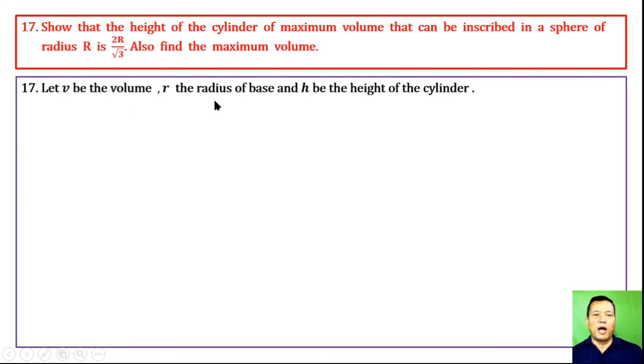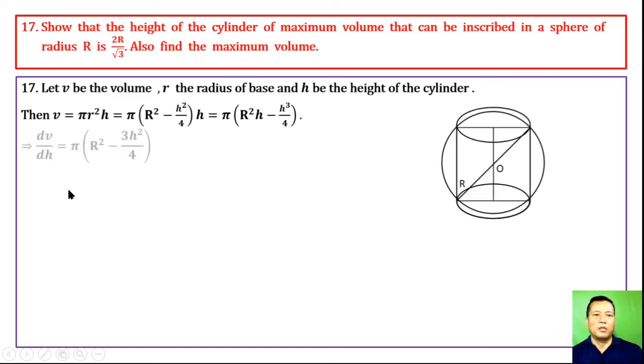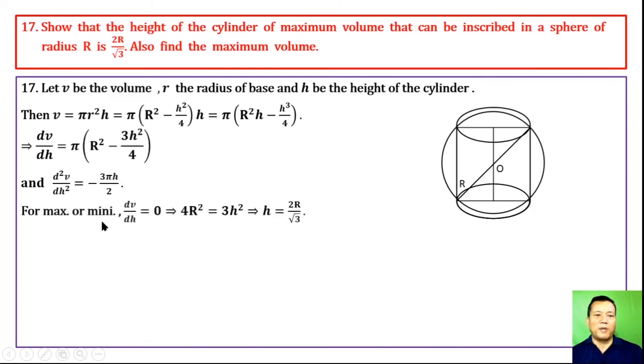Let V be the volume, r the radius of base, and h be the height of the cylinder. Then V equal to pi r square h, and r square is equal to this, and which is this. Therefore now V is function of small h, therefore dV by dh is pi times R square minus 3 h square by 4, and its second order derivative is also minus 3 pi h by 2. For maxima or minima, we have to put dV by dh equal to 0, that is this equal to 0 gives h is equal to 2R by root 3.